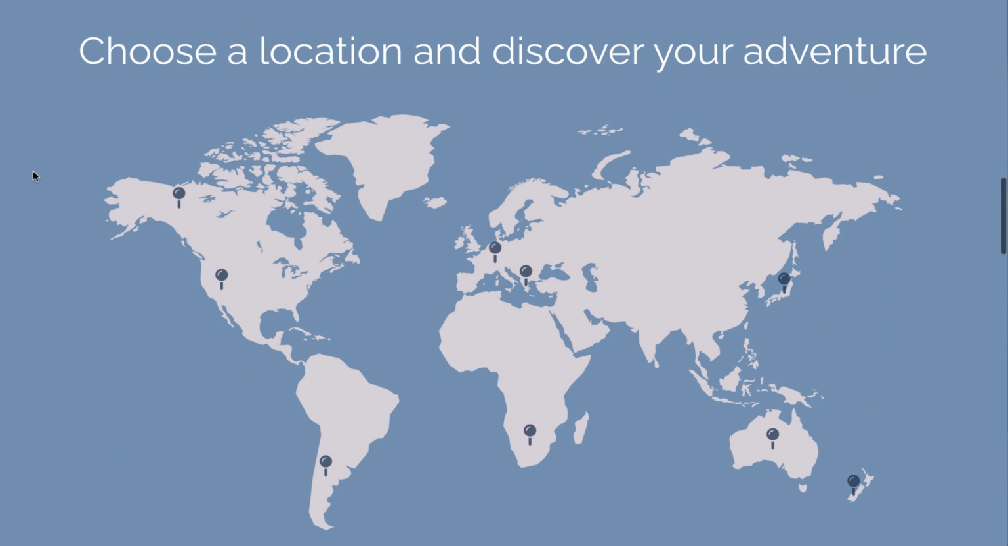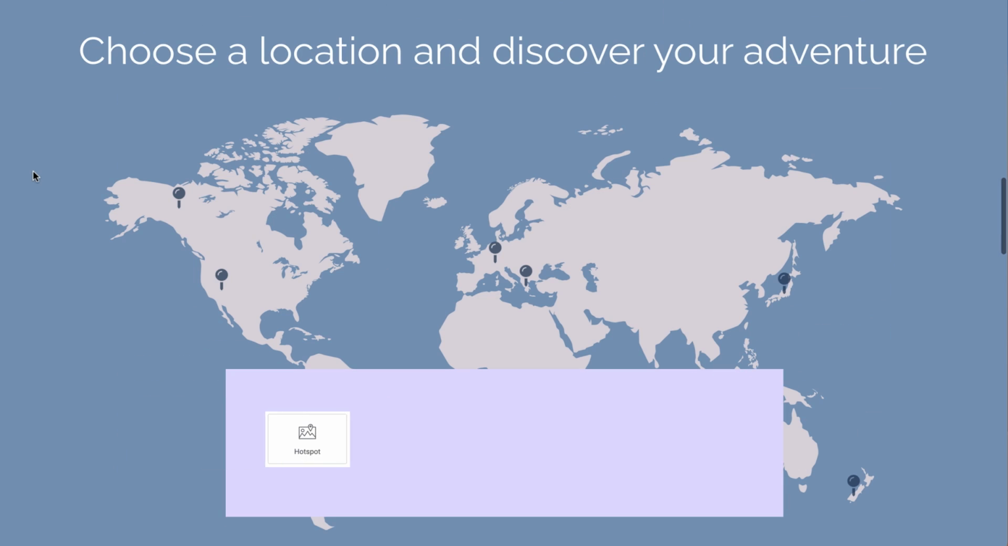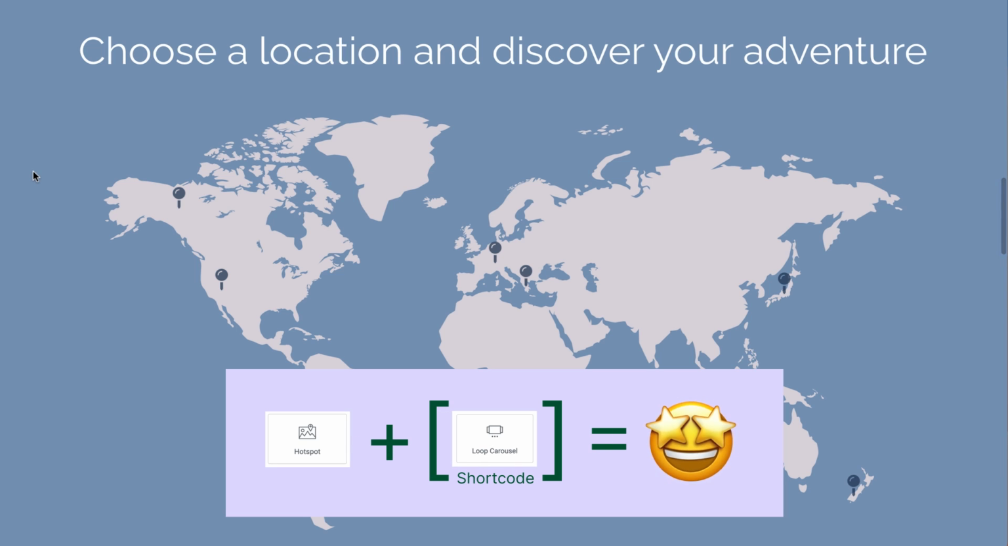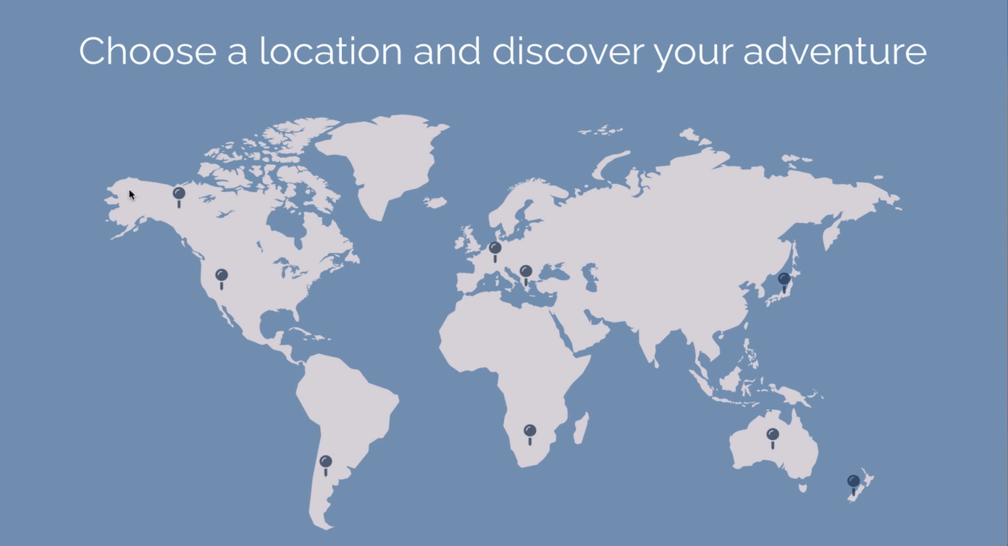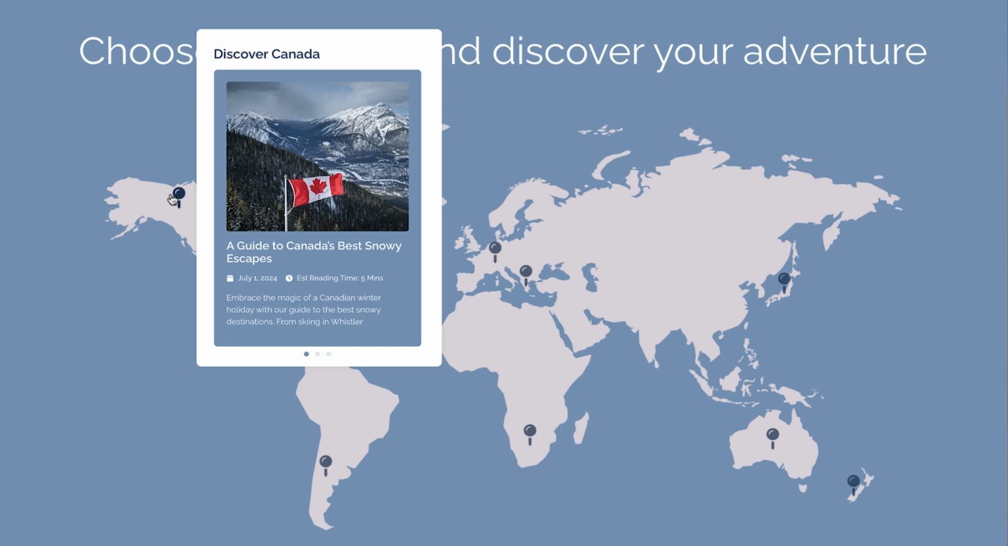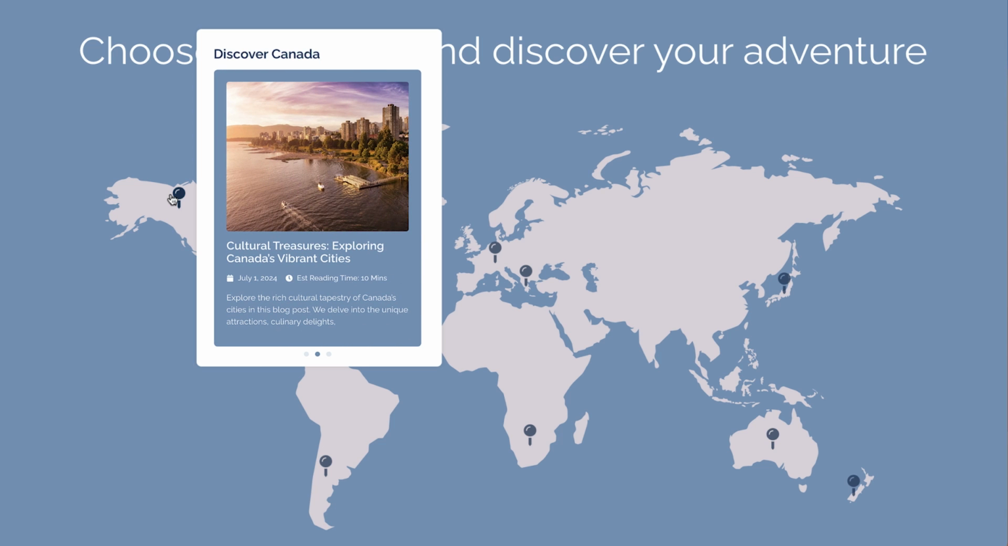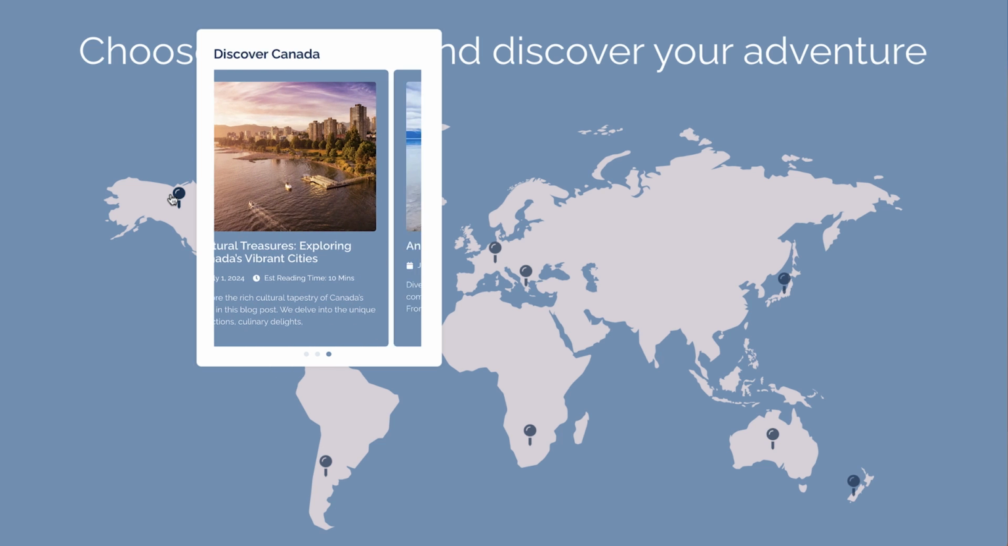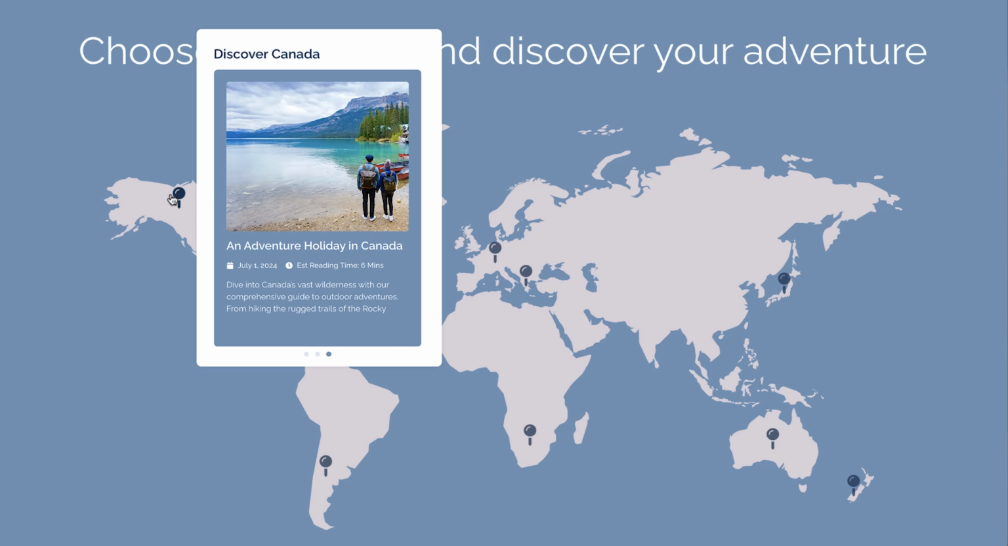Why display your blog posts in a conventional way at all? Here's a tip. Combine the Hotspot widget with the Loop Carousel widget using a template shortcode. This creates a fun and interactive way to showcase posts which are relevant to visitors' interactions. This innovative approach not only makes your content more engaging, but also enhances user experience by allowing them to explore your posts in a dynamic and visually appealing manner.